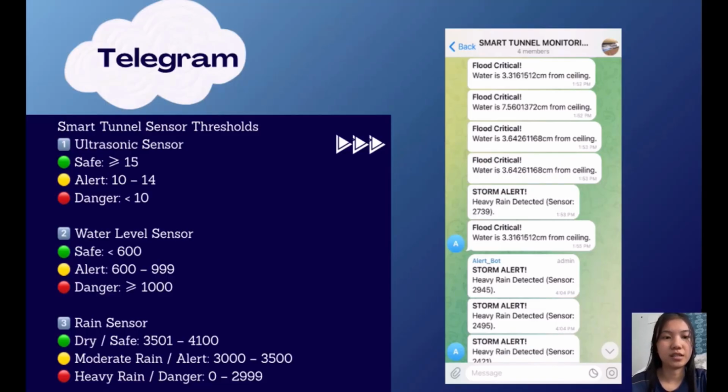And then for the water level sensor, the safe one is greater than 600. Alert is 600 until 999. And then danger is greater than 1000 reading. Water level sensor. And then after that is a rain sensor.